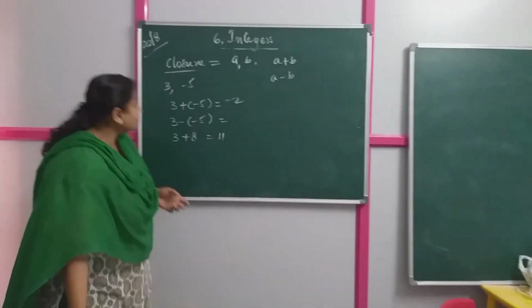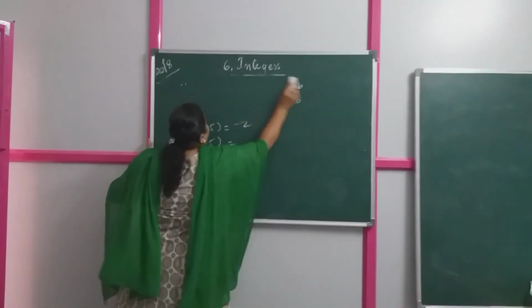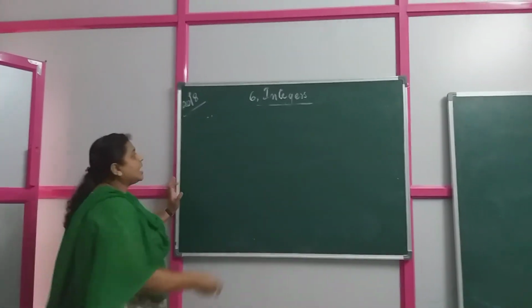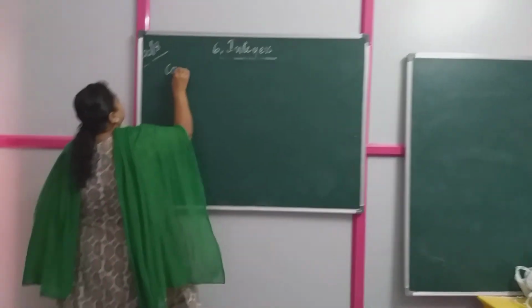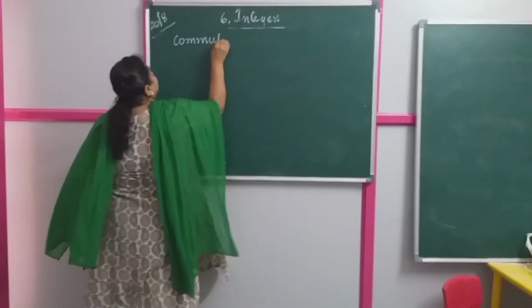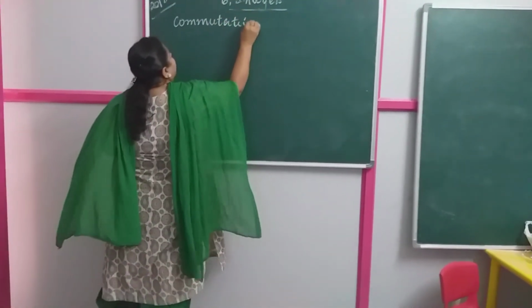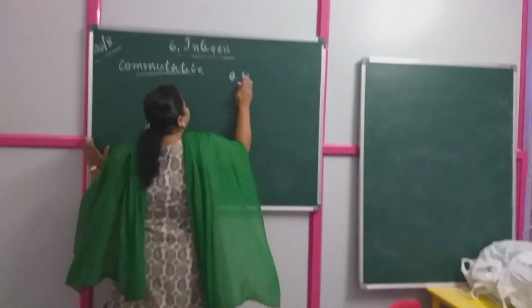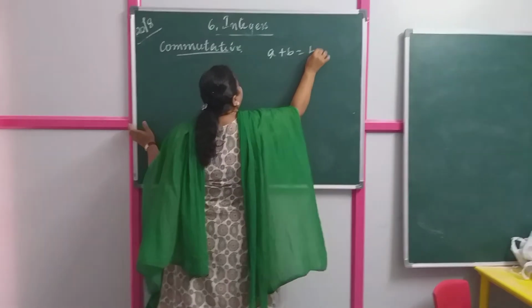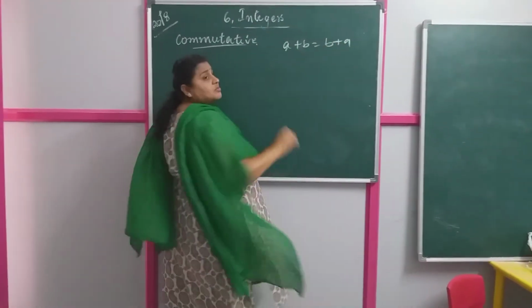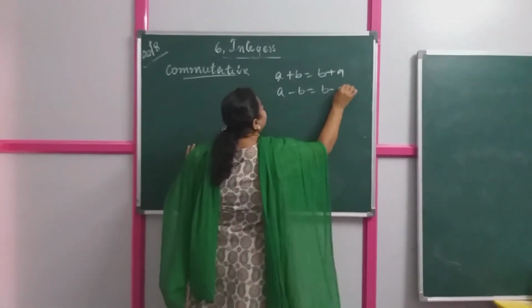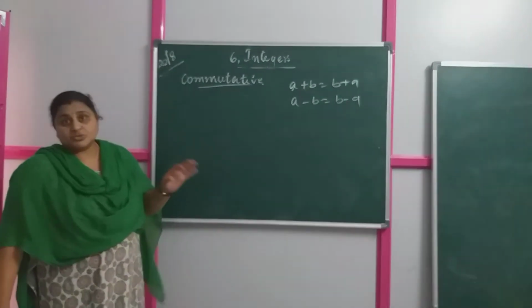Then commutative property. What do you mean by commutative property? If you change the order of the numbers, the answer should be the same. That is, a plus b should be equal to b plus a, in terms of addition, and a minus b should be equal to b minus a, in terms of subtraction.